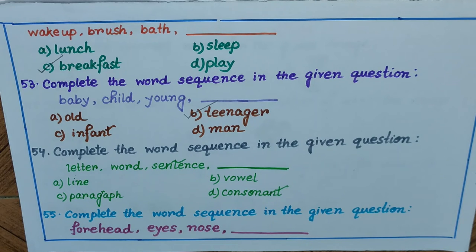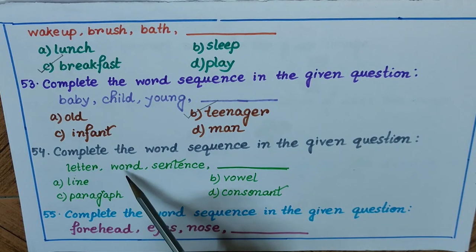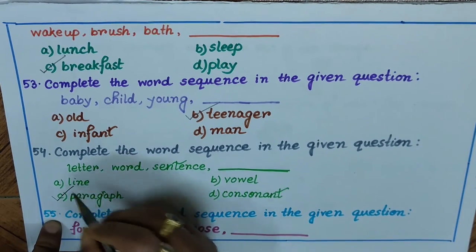Question 54. Complete the word sequence in the given question. Letter, word, sentence. So we combine letter to get word. We combine word to get sentence. We combine sentence to get a paragraph. Answer C is the right answer.